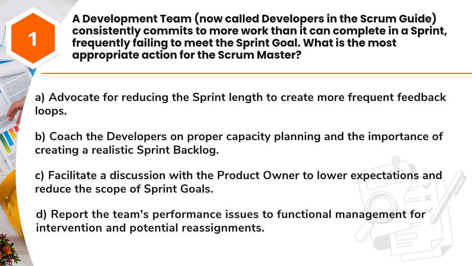A. Advocate for reducing the sprint length to create more frequent feedback loops. B. Coach the developers on proper capacity planning and the importance of creating a realistic sprint backlog. C. Facilitate a discussion with the product owner to lower expectations and reduce the scope of sprint goals. D. Report the team's performance issues to functional management for intervention and potential reassignments.